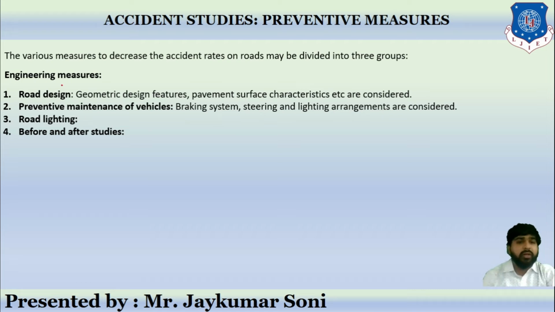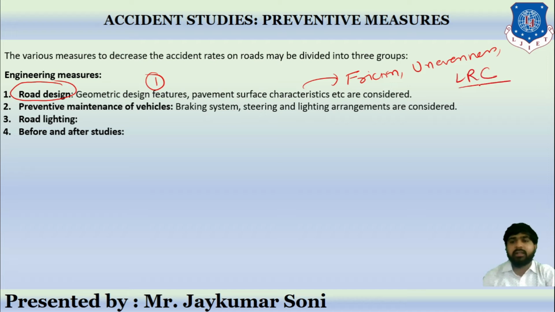First is the road design, where the geometric design features should be considered. Pavement surface characteristics such as friction, unevenness, and light reflecting characteristics must be involved. Then the preventive maintenance of the vehicle, such as the braking system, the steering, and the light arrangements, should be considered as one of the most prominent features.